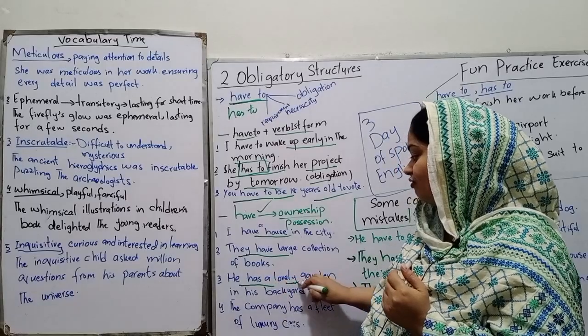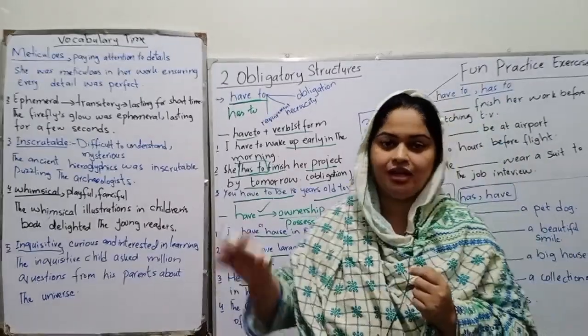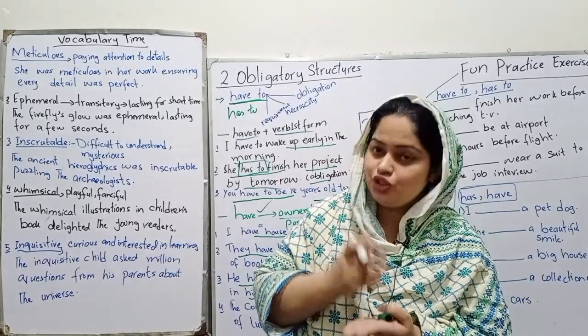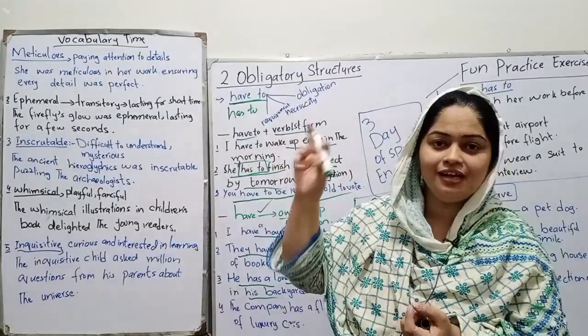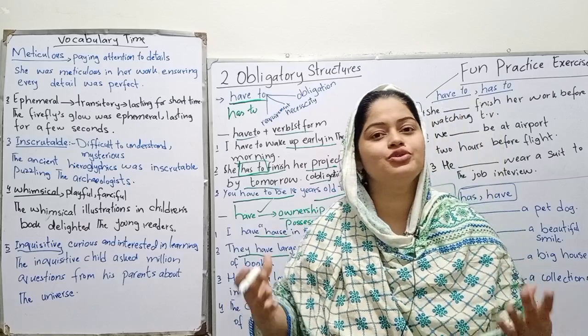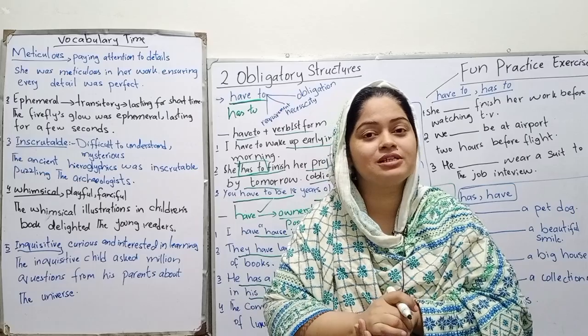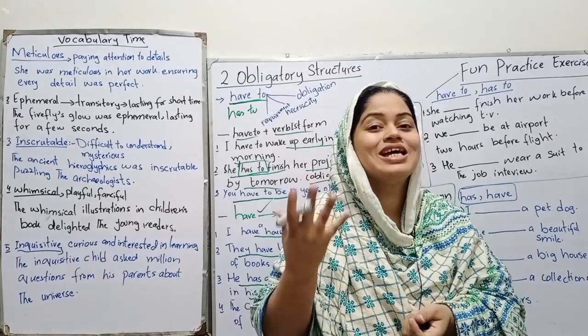He has a lovely garden in his backyard. Now remember, with I, they, we, you, you have to use have. With he, she, it, or the third person singular, you have to use has.